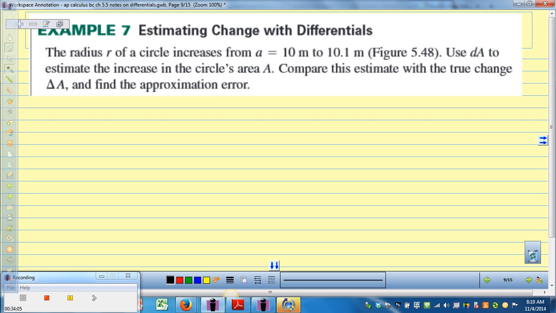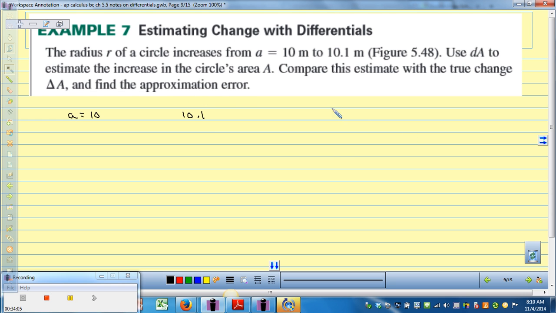Estimating change with differential. The radius of a circle increases from a equals 10, that's our starting, to 10.1 meters. Use dA, the differential in area, to estimate the increase in the circle's area, A. Compare this estimate with the true change, delta A, and find the approximation error. So we are dealing with area of a circle.